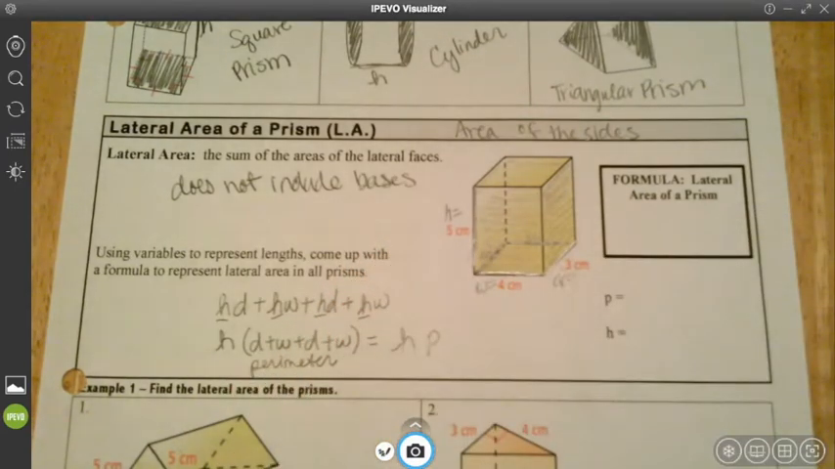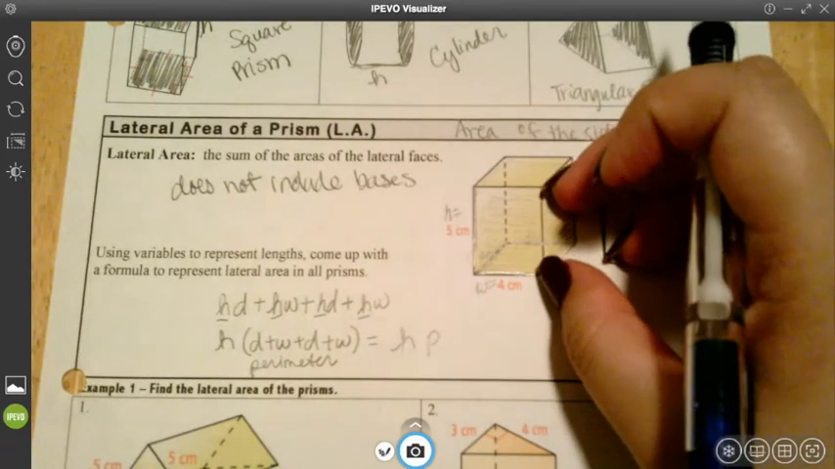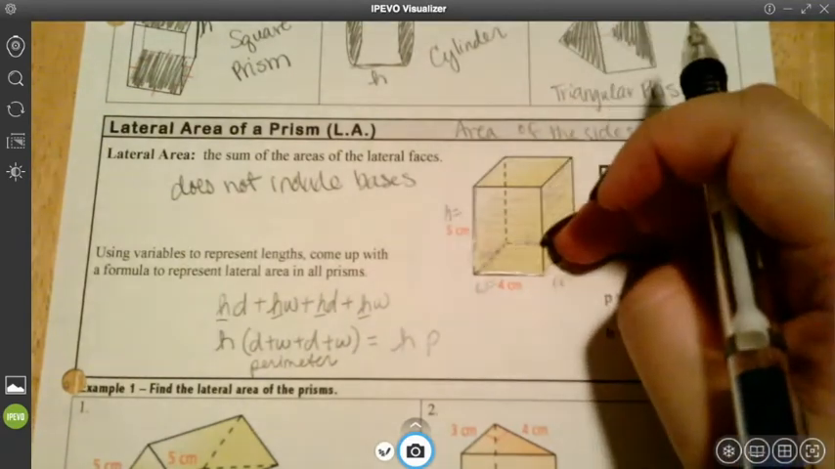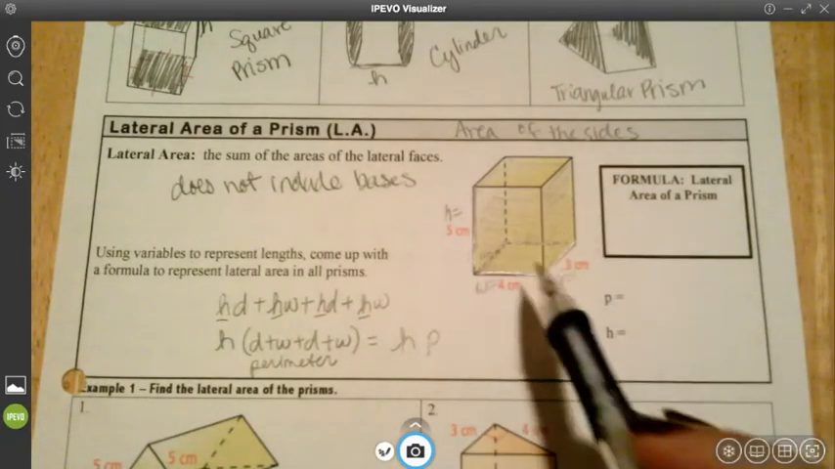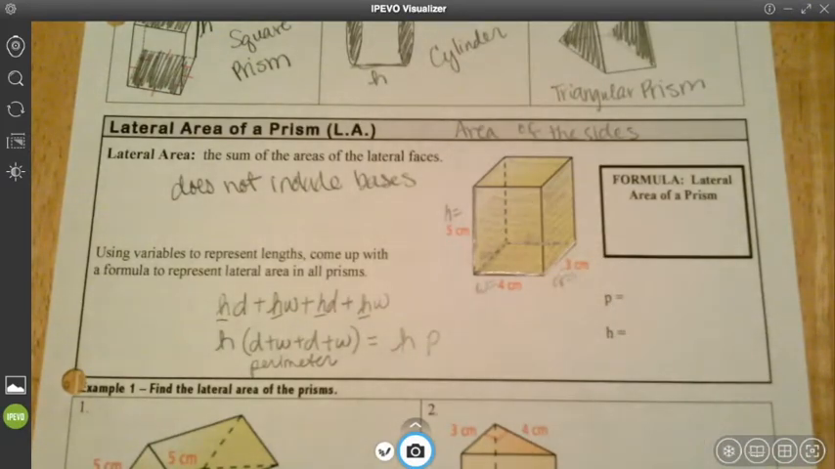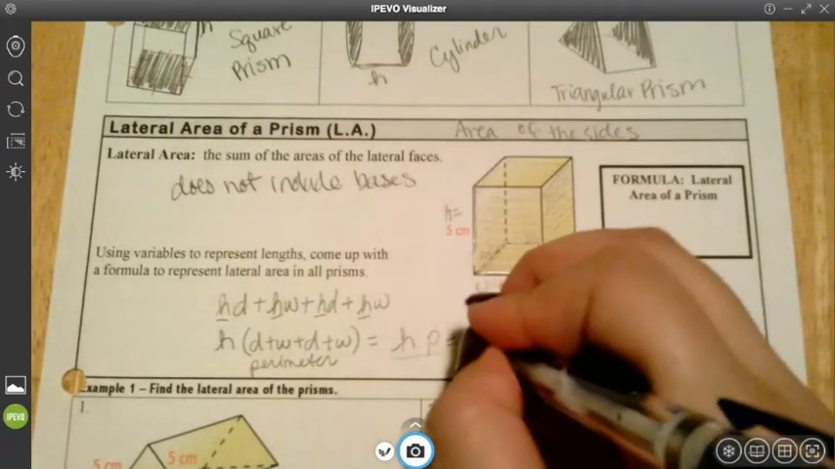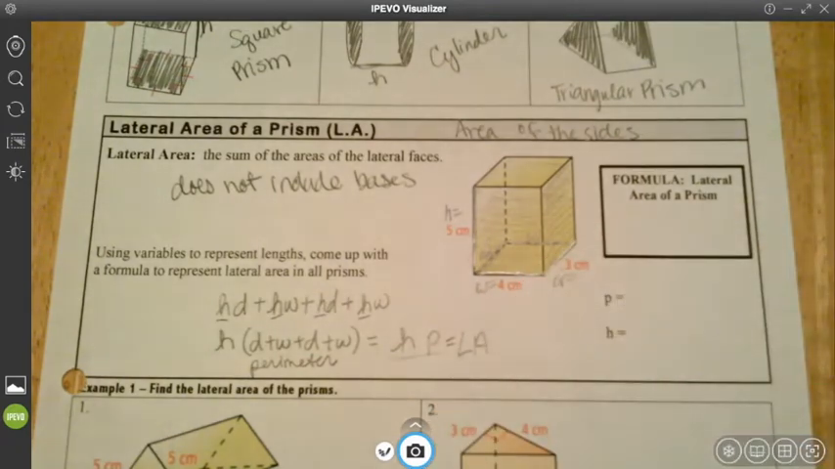Now this should look familiar, right? This is very similar to our surface area for regular polygons. And there's a reason for that. Because if I were to unfold this shape back into its net, if I were to cut open the sides and fold it flat, then what this would make is just one giant rectangle. And so this is actually the same as the area of a rectangle. But we're going to say this is our formula for lateral area.